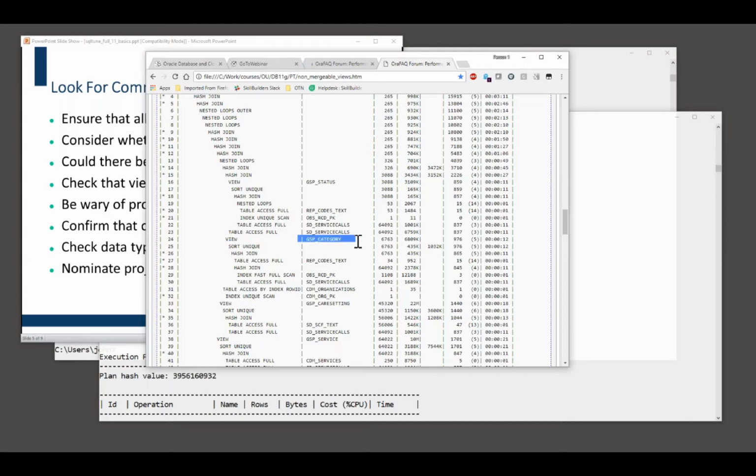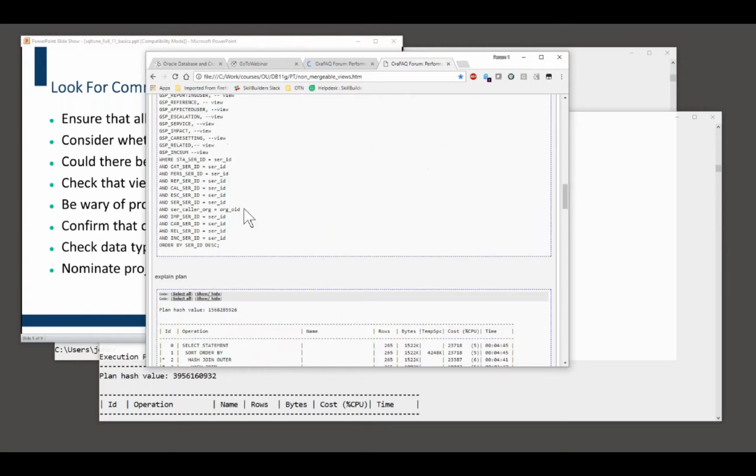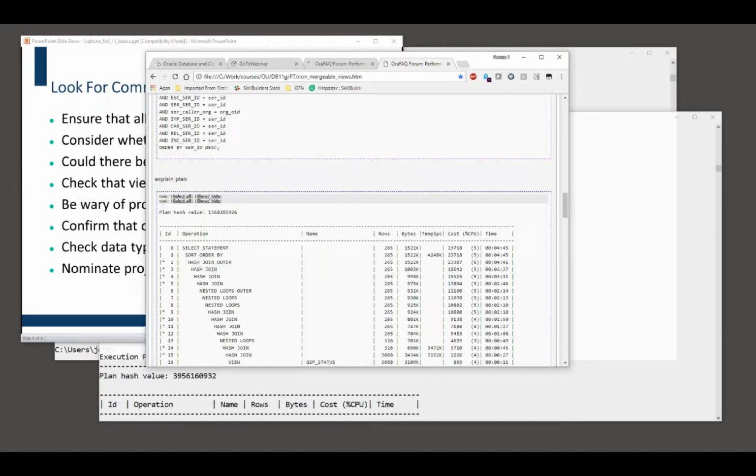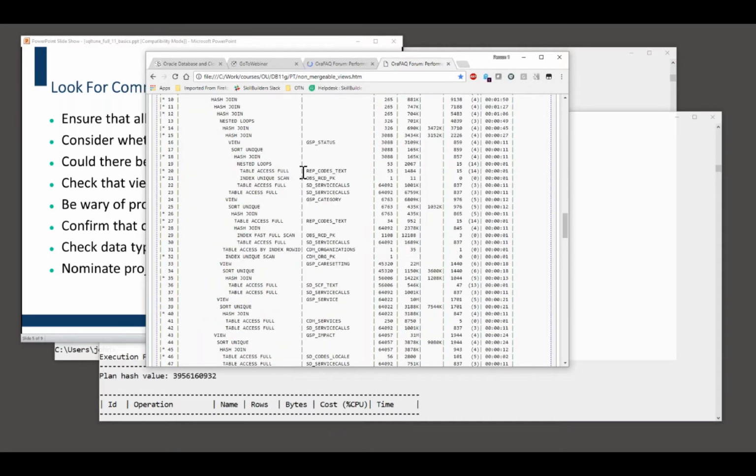Then there's another view, GSP category, which is another of these views you see here. All of these 10 views are being materialized. They are not being merged. One of the objectives of SQL tuning is to make your views mergeable. Because look at these things. GSP status is SD service calls joined to rep codes text. GSP category is, guess what? SD service calls joined to rep codes text.